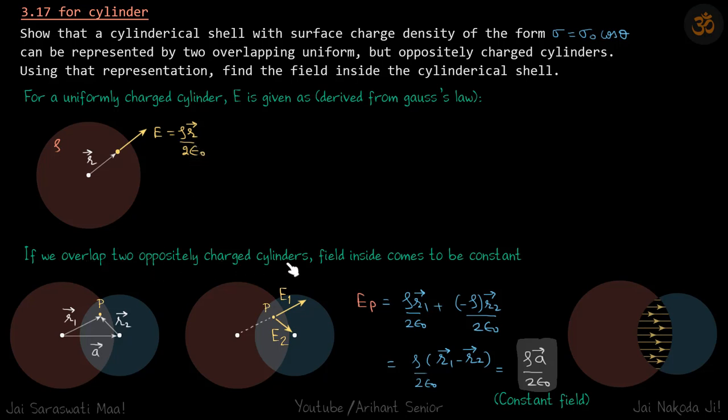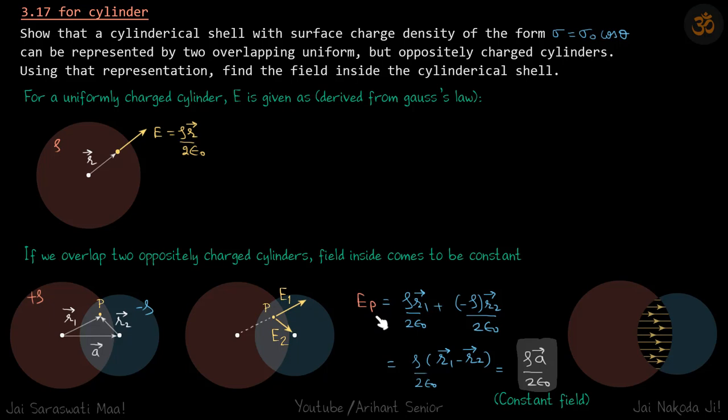Now if we overlap two oppositely charged cylinders, the field inside comes to be a constant. Let's see how. Let's say this is R1 vector, this is R2 vector. This one is positively charged with density plus rho and the density of this one is minus rho. In the overlapping region, take any point. The field due to the positively charged cylinder, let it be E1, and due to the negatively charged, let it be E2. Obviously the direction of E2 will be towards the center of the second one and E1 will be away from the center of the first one.